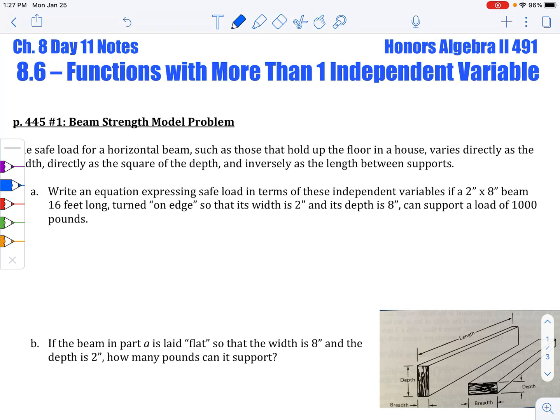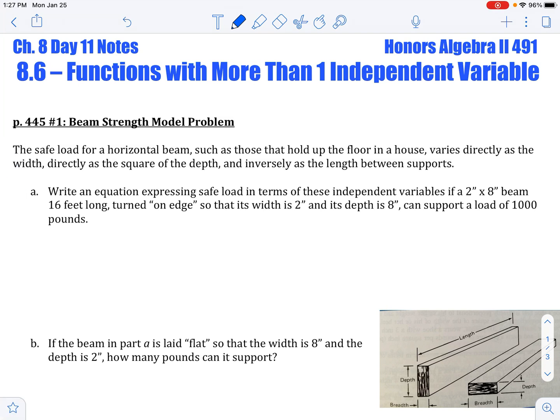Welcome to Chapter 8, Day 11. We're going to talk about functions with more than one independent variable. We're going to have two problems today in the notes. These two problems are very different, so we want to make sure we specify how they are different and then use them as resources moving forward.